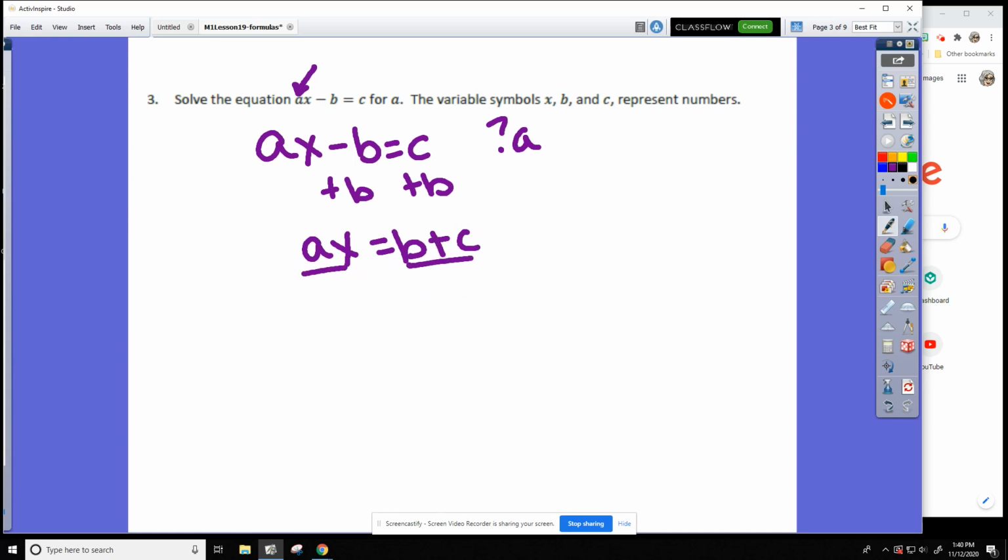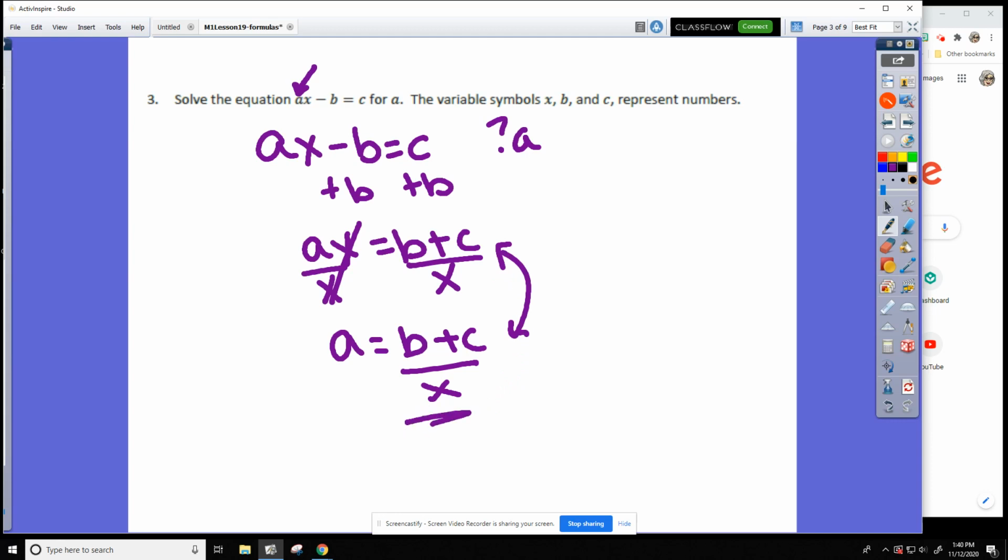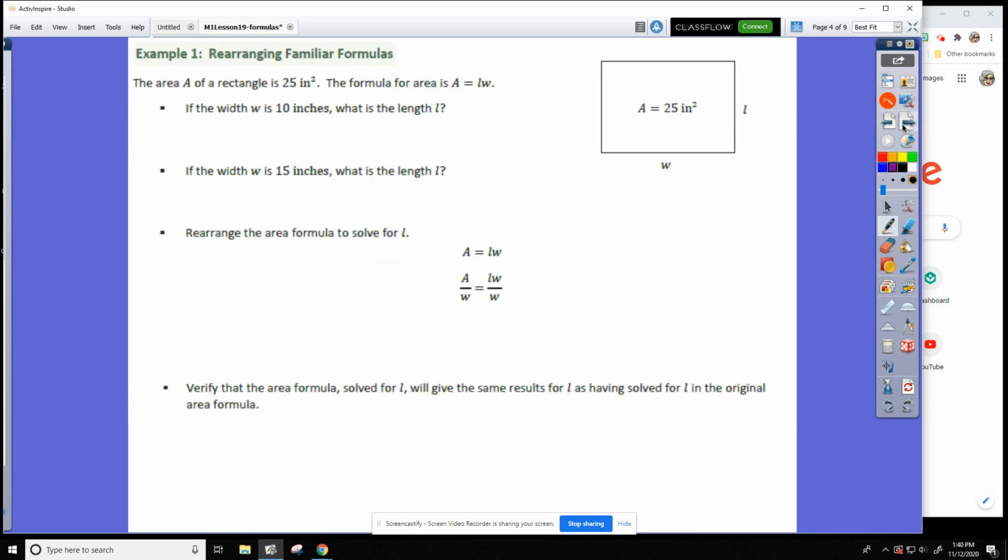Now we're going to divide, but I'm not going to divide by the a because that will turn it into a 1 and I'll be left with x. I'm going to divide by the x. And so now the x's cancel. And I get 1a equals b plus c over x, which these two steps should look alike, but you need to rewrite your answer so it's clearer, more readable, legible. Okay, so now we're going to do some practice.